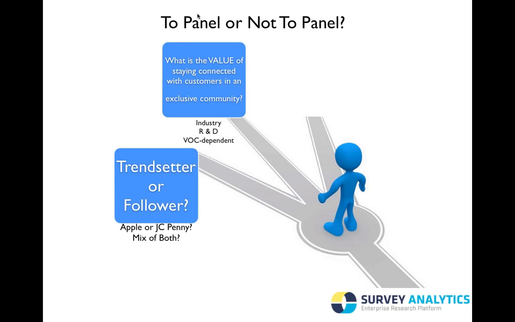Some ideas to think about when you're considering adding on a panel to your current solution is whether or not you're a trendsetter or a follower. A good example of that is a company like Apple, which is basically a trendsetter in their industry, and they pretty much set the tone in terms of what is out there. And then we also have JCPenney, who's more like a follower. They have a particular loyal customer group, or are you a mix of both?